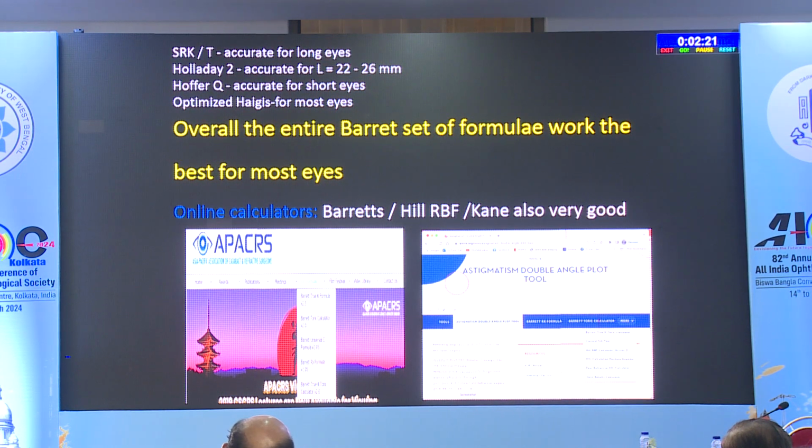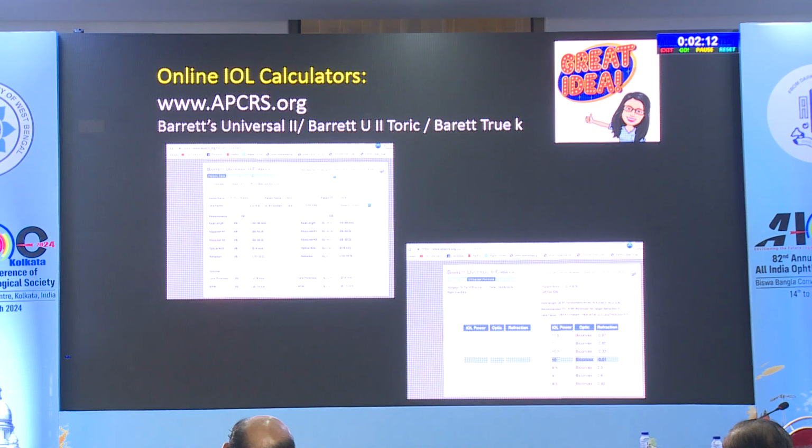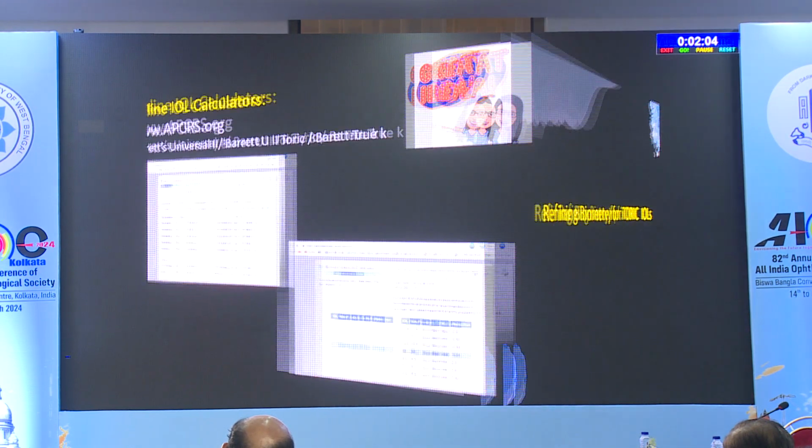If you don't have an optical biometry, as I said, use your immersion scan, take readings from different kerato, and there are immensely great online IOL calculators. So put these readings, train your optoms to put these readings onto the online calculators, and you can pretty much deal with all kind of eyes with as much accuracy.